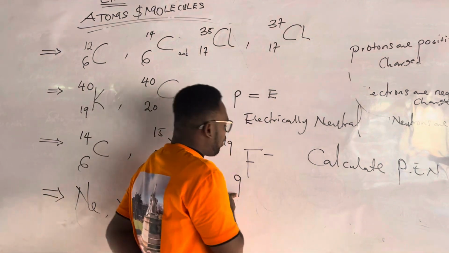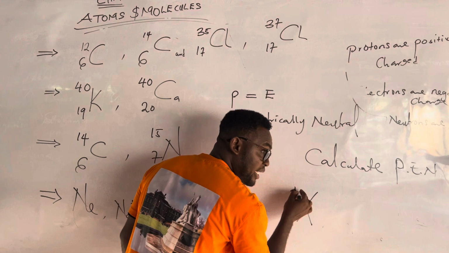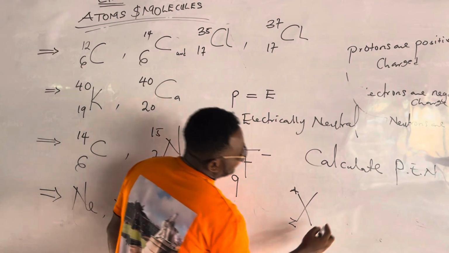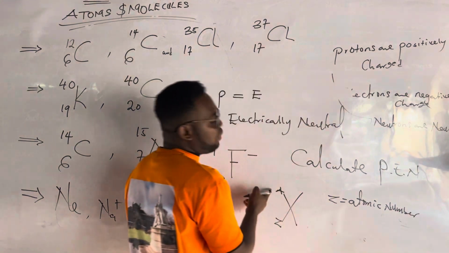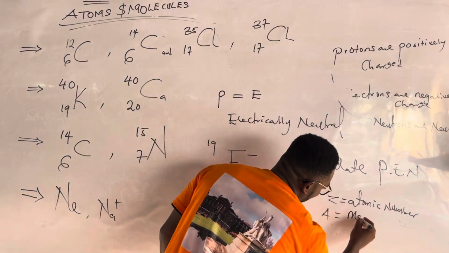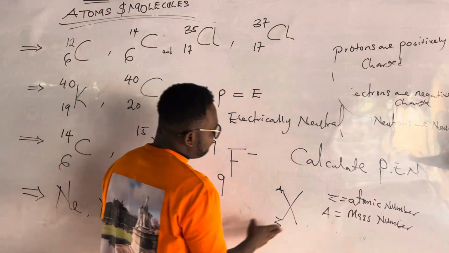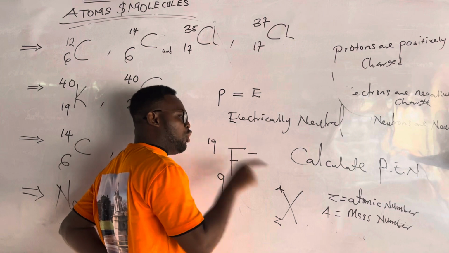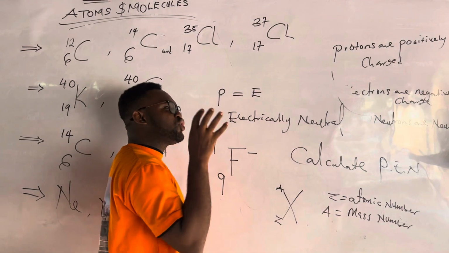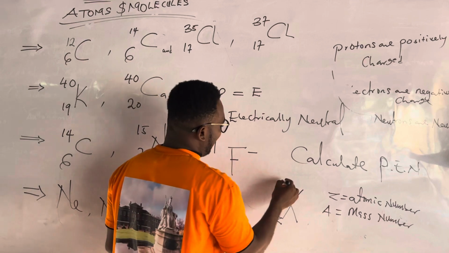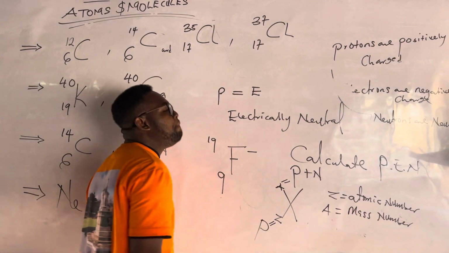Of course, when an element is written as X, like this, we can have something here, A, and something here, Z. We said that the Z here stands for what? Atomic number. And then the A stands for what now? The mass number. Alright? Now, we define the atomic number as the number of protons in the nucleus of an atom. And we equally say that the mass number is the sum of the protons and the neutrons. So we are saying that A equals proton plus what now? Neutron. Z equals just the number of protons.